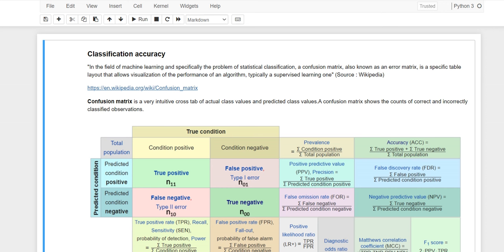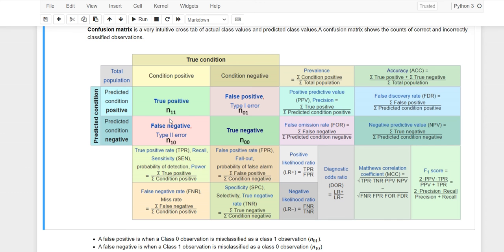One would naturally ask, what is a confusion matrix? Well, in the field of machine learning and statistical classification, a confusion matrix is a very intuitive crosstab of actual class values and predicted class values. Simply put, it is a classification method performance evaluation. So what does that really mean? Well, to evaluate the accuracy of a classification model, it really starts with summarizing the results into a couple of groups. You have the true positives, which are the observations predicted to be part of a class that are actually part of that class.